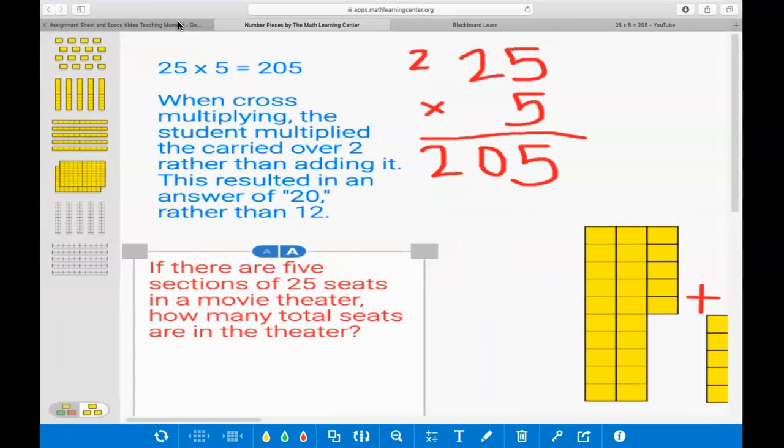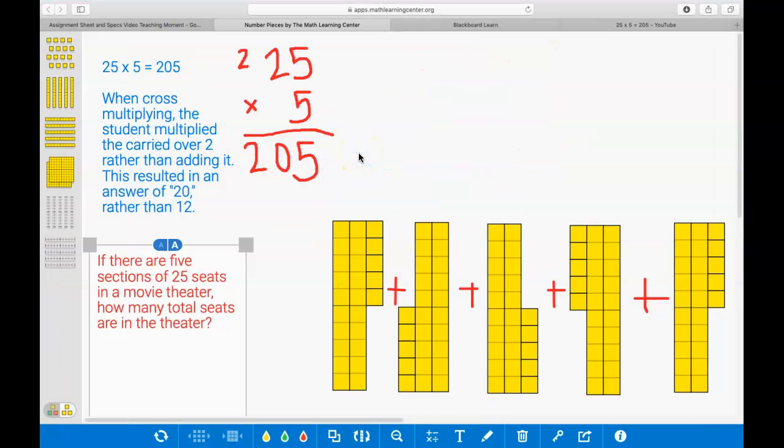Okay, so the problem my student had was 25 times 5 equals 205. When I first look at this problem, my mind instantly goes to how I would multiply this and how I was taught to multiply. So when I multiply the 5's, I bring down the 5 and then I bring over the 2 to get 25. And then 5 times 2 equals 10.